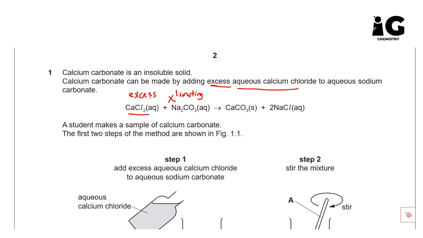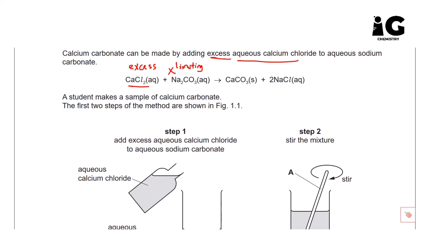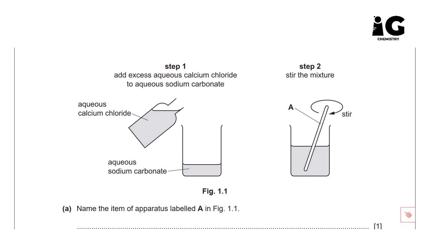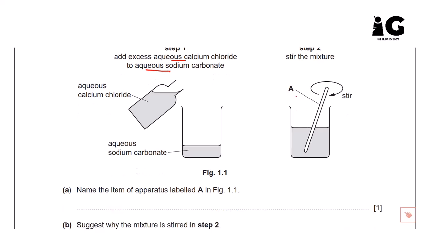Here we have a student who makes a sample of calcium carbonate. The first two steps of the method are shown in figure 1.1. Step 1, as you see, is to add excess aqueous calcium chloride to aqueous sodium carbonate. Take care, both of them are already dissolved in water and are aqueous solutions. In step 2, we stir the mixture with this tool, which is A.